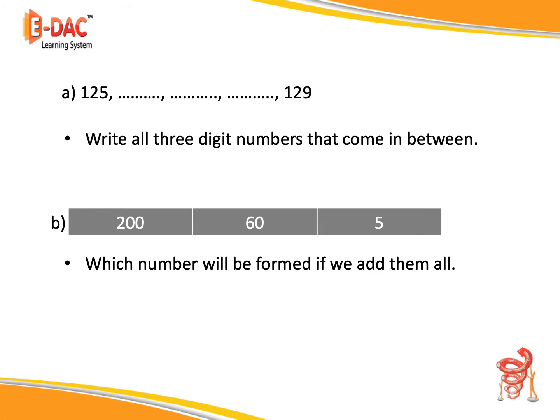If you have done question number 1, you can now start with question number 2. There are 3 numbers given in front of you. If you add them all, what number will be formed? Write the number in your notebook. The 3 numbers that are given are 265.